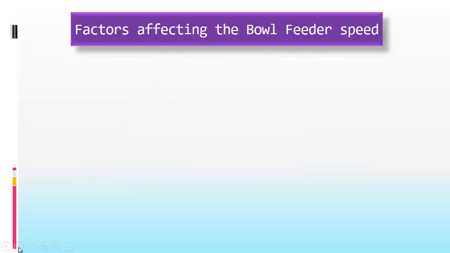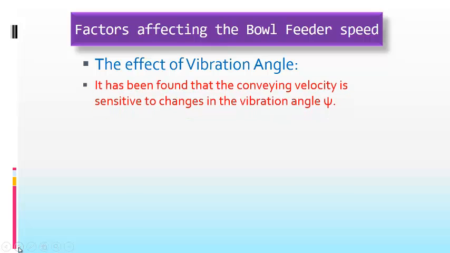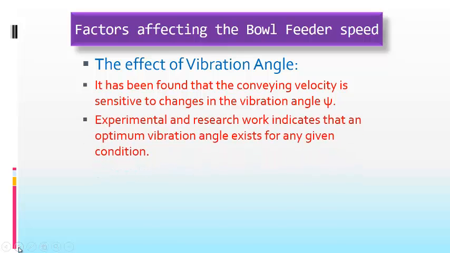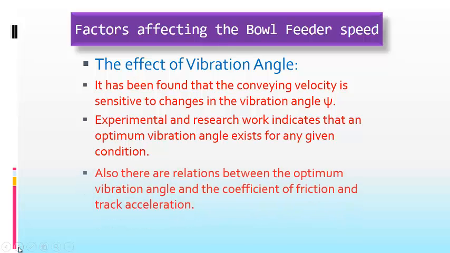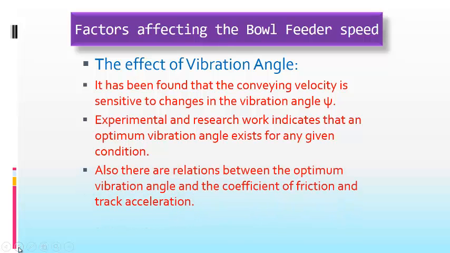This is very important. The effect of vibration angle: it has been found that conveying velocity is sensitive to change in vibration angle. Experimental and research work indicates that an optimum vibration angle exists for any given condition, and this is very important, and you can find it by experience. Also, there is a relation between the optimum vibration angle, the coefficient of friction and the track acceleration.